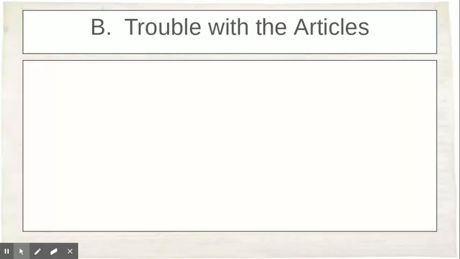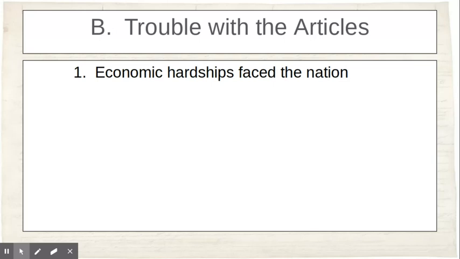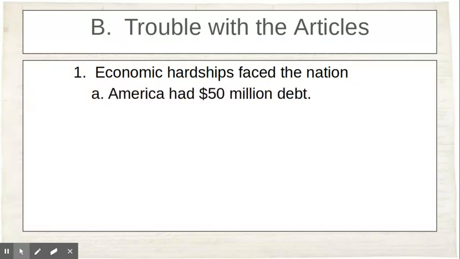The second point up there, weaknesses. So let's look at some of the weaknesses. One would be that the economy declined after the war. Lots of money was borrowed. Lots of people left their homes and farms to fight in the war. And so afterwards, it took quite a time to rebuild. We had at least $50 million worth of debt.